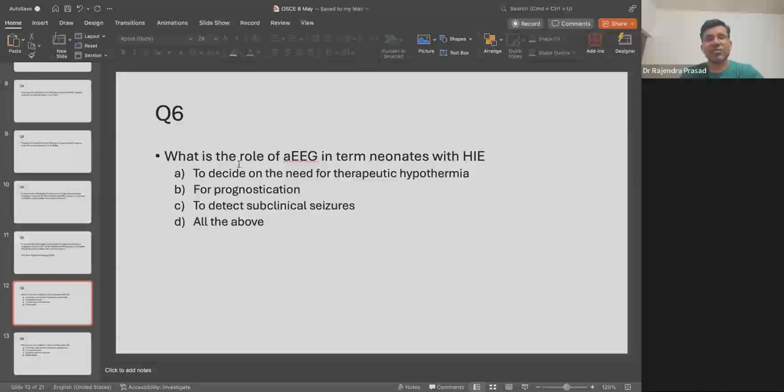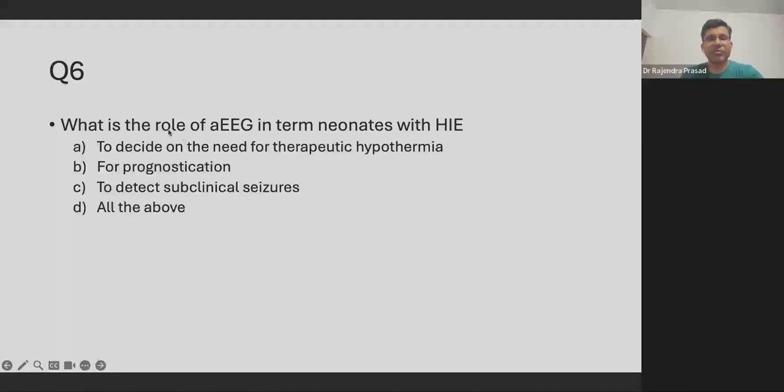Okay. So of these indications, which is the role of amplitude integrated EEG in term units with HIE? The options are: we can use it to decide on need for therapeutic hypothermia, we can use it for prognostication, we can use it to detect subclinical seizures, or we can use it for all of the above. I think it's a very easy question. Every one of you has answered. Good. So we can use it for each and every one of these indications.